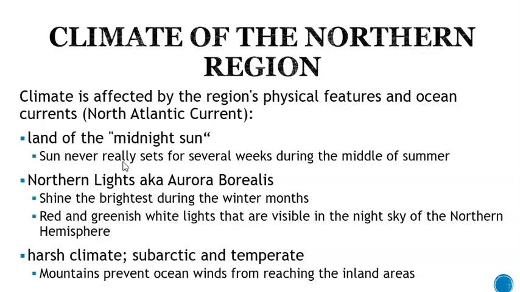The climate of the northern region is affected by the region's physical features and ocean currents, which would be that North Atlantic current. The land of the midnight sun is a term used to describe the northern region. During the summer, there are several weeks where the sun never really sets here. There's also a phenomenon called the northern lights, also known as aurora borealis. These lights are beautiful and they shine the brightest during the winter months. Red and greenish white lights are visible in the night sky of the northern hemisphere at this time. The overall climate of the northern region is harsh, and it's often subarctic or temperate.